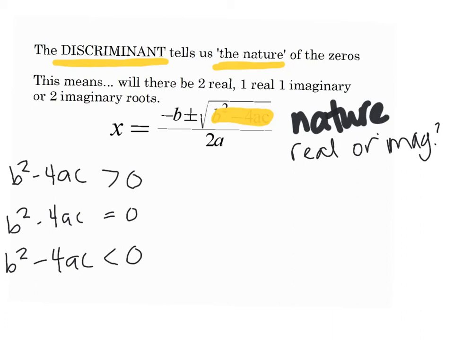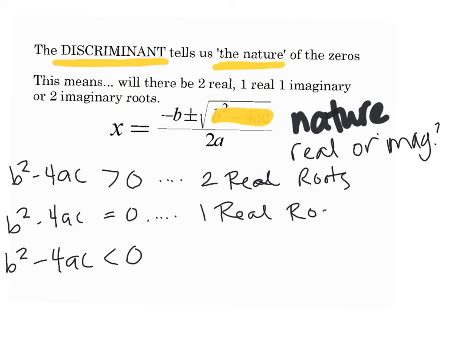If the part under the square root is positive, this means you have two real roots. If it equals 0, you have one real root. And then if it's less than 0, you have two imaginary roots. And I'm going to draw a picture of this for you too.